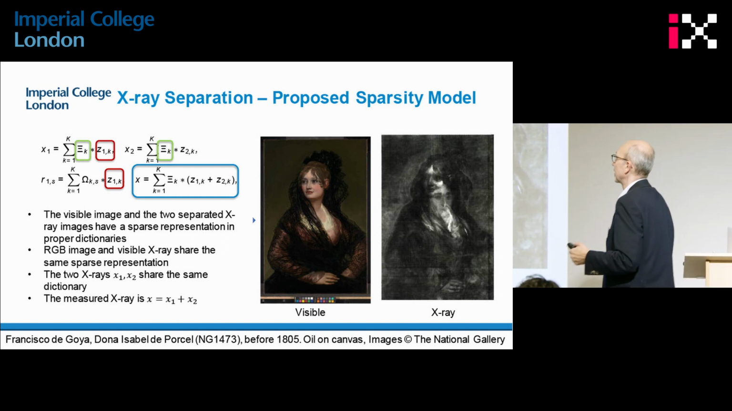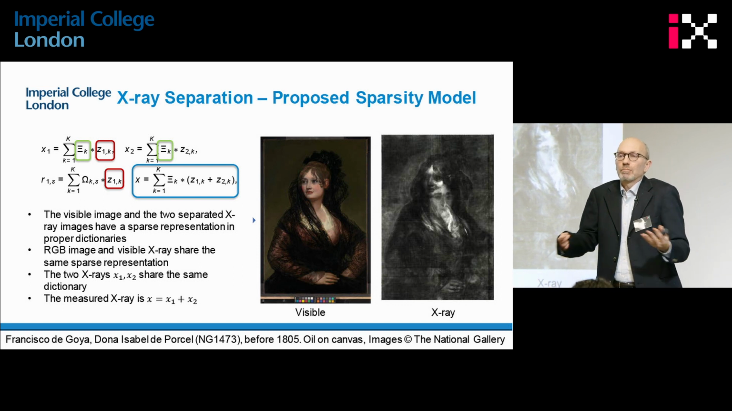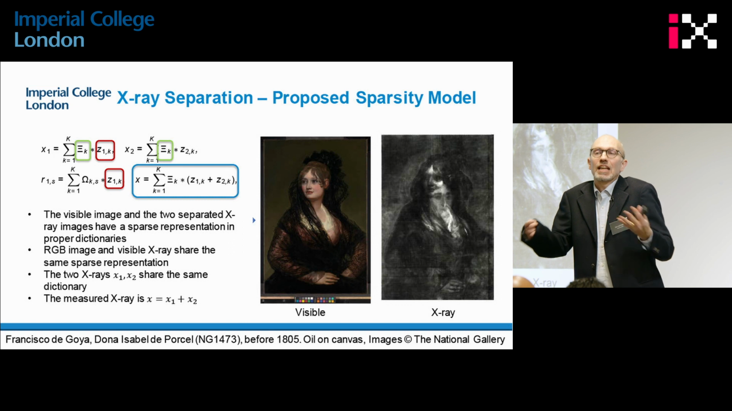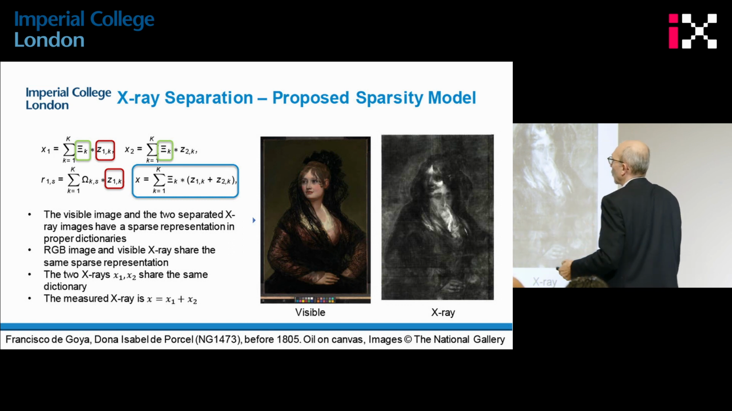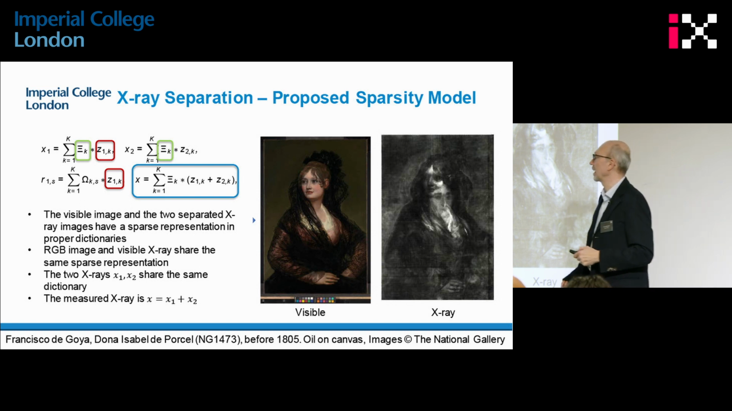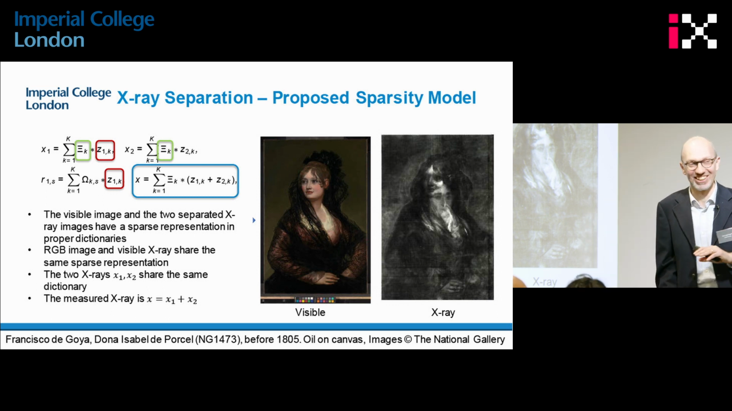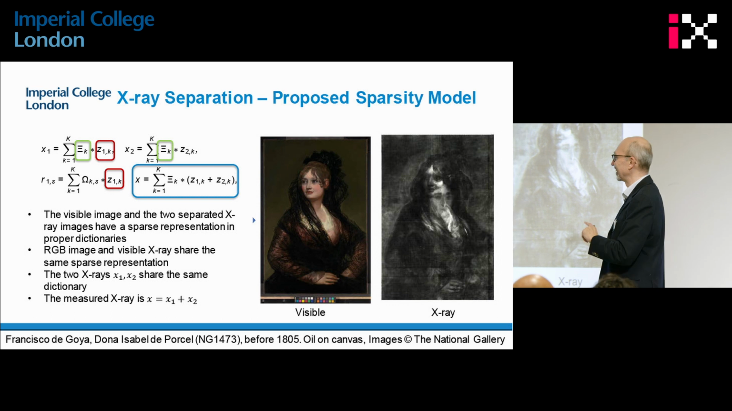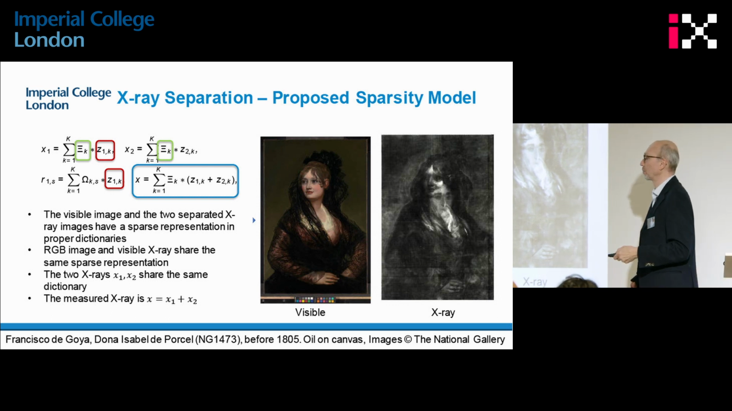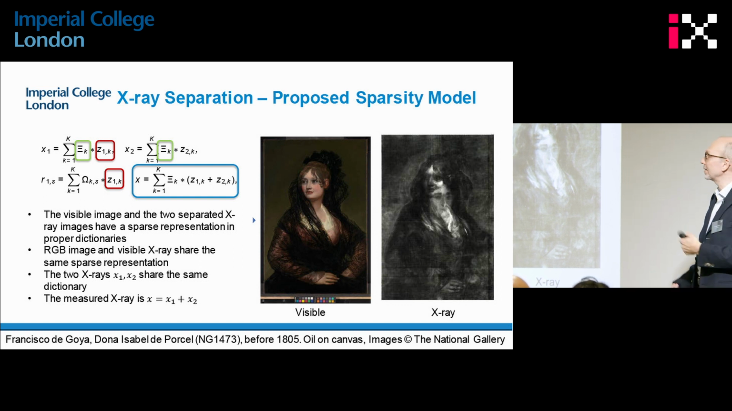The other assumption is that the two X-rays share the same dictionary, D, because they are both X-rays. So the dictionary is the same, the sparse vector is different, and we impose that here. This one is in common. That's our model, and then we add a couple more things. We assume that the measured X-ray X is the sum of the separated X-rays. This is actually physically incorrect, but we saw that it worked well anyway. We tried a more sophisticated model, but in the end, the result was the same. So that's not completely correct. We should have taken the log of this, but at the end of the day, it's good enough. So this is our model.